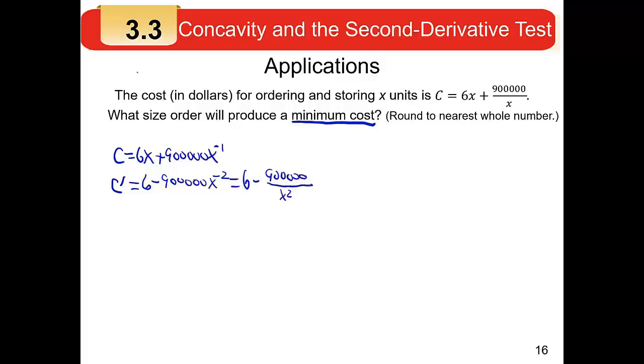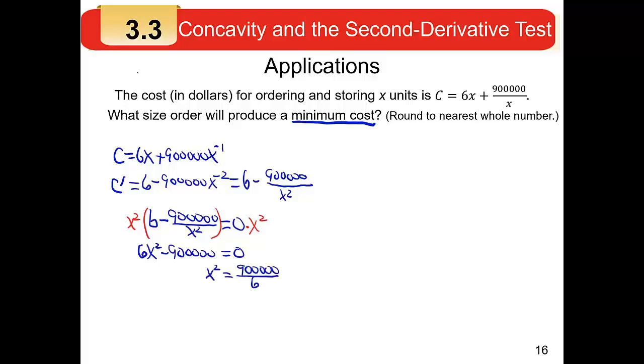because eventually we're going to have to set that equal to 0 and find the critical values. So it's probably worth changing back. Like I said, why did I find the derivative? Because I wanted to find the critical numbers, which means I've got to set the derivative equal to 0. If you solve that, you can multiply through by x squared and clear all your fractions, then add 900,000 to both sides and divide by 6, and that comes out to be x squared equals 150,000. If you take the square root of 150,000 and round it to the nearest whole number, you'll see that that's 387.